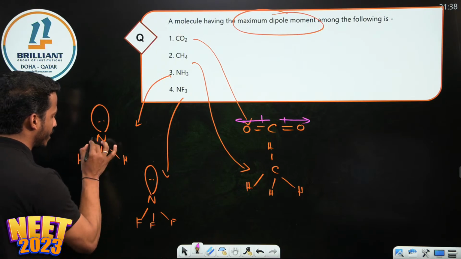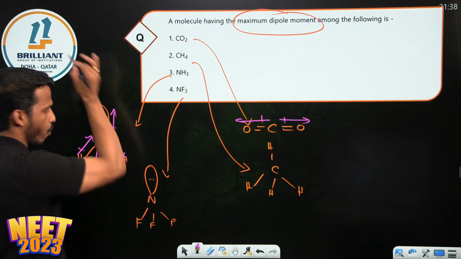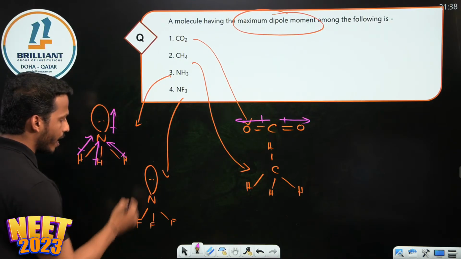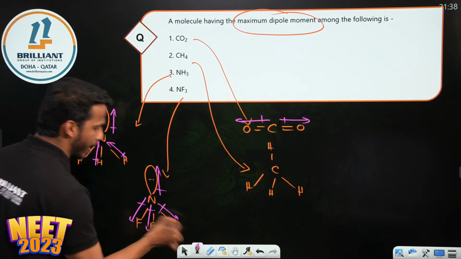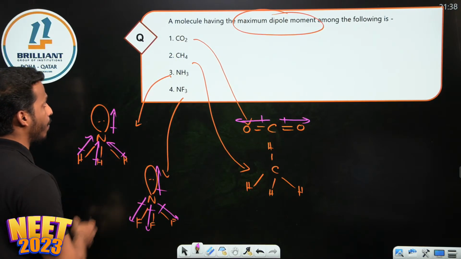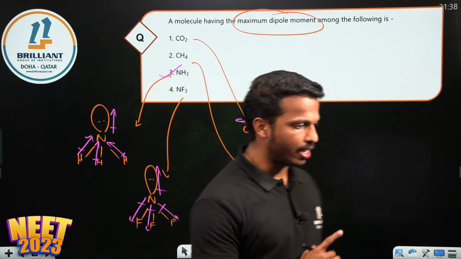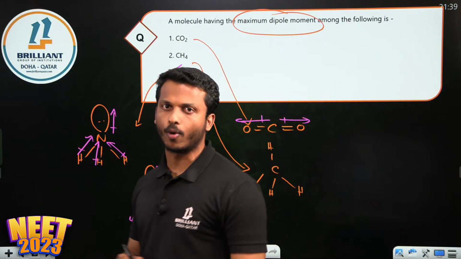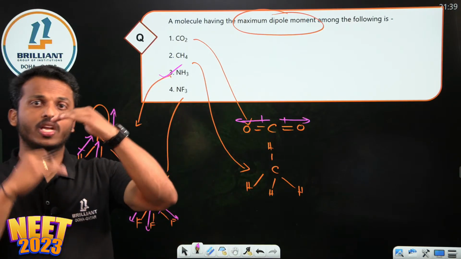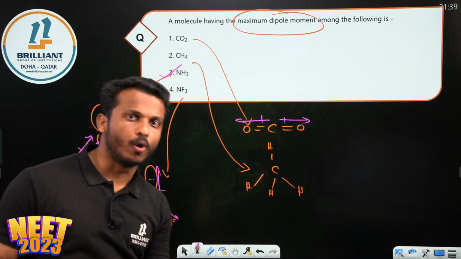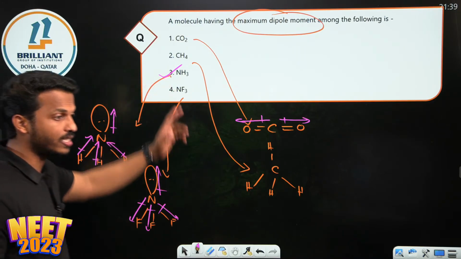You know, NH3 when you consider, nitrogen is more electronegative, so the resultant is upward. All are adding up. Whereas in NF3, the lone pair is upward but fluorine pulls downwards. There is some cancellation. So which one has the greatest dipole moment here? NH3. NH3 has the highest dipole moment because all dipole moments are adding up, whereas in NF3 there is some cancellation because the lone pair points upward and fluorine pulls downward, right? So option 4 is the correct answer. Sorry, option 3 is the correct answer.